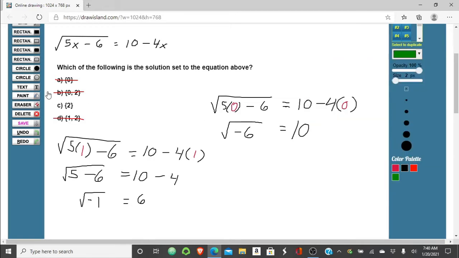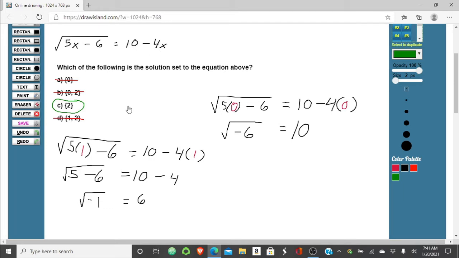and that means that our correct solution will have to be C. And if we had time to go back, if we were taking an SAT and we had time to go back, we probably would. But if we check it quick, 5 times 2 is 10. 10 minus 6 is 4. Square root of 4 is 2. Okay, so this side equals 2. 10 minus 4 times 2 is 10 minus 8 equals 2.